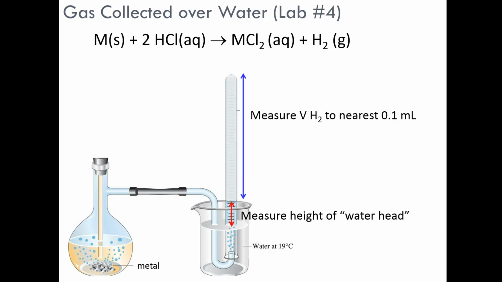All right, so this is what you're going to see eventually. You're going to see a volume of gas in your test tube. You're going to want to measure that to the nearest 0.1 milliliter, and the apparatus that you use should allow you to do that. And then there's going to be some water left over in your tube, because our bubbles of hydrogen have displaced some of the water, but not all of it. So it's going to be important to measure the height of the water head, which is what this is called, in this test tube.